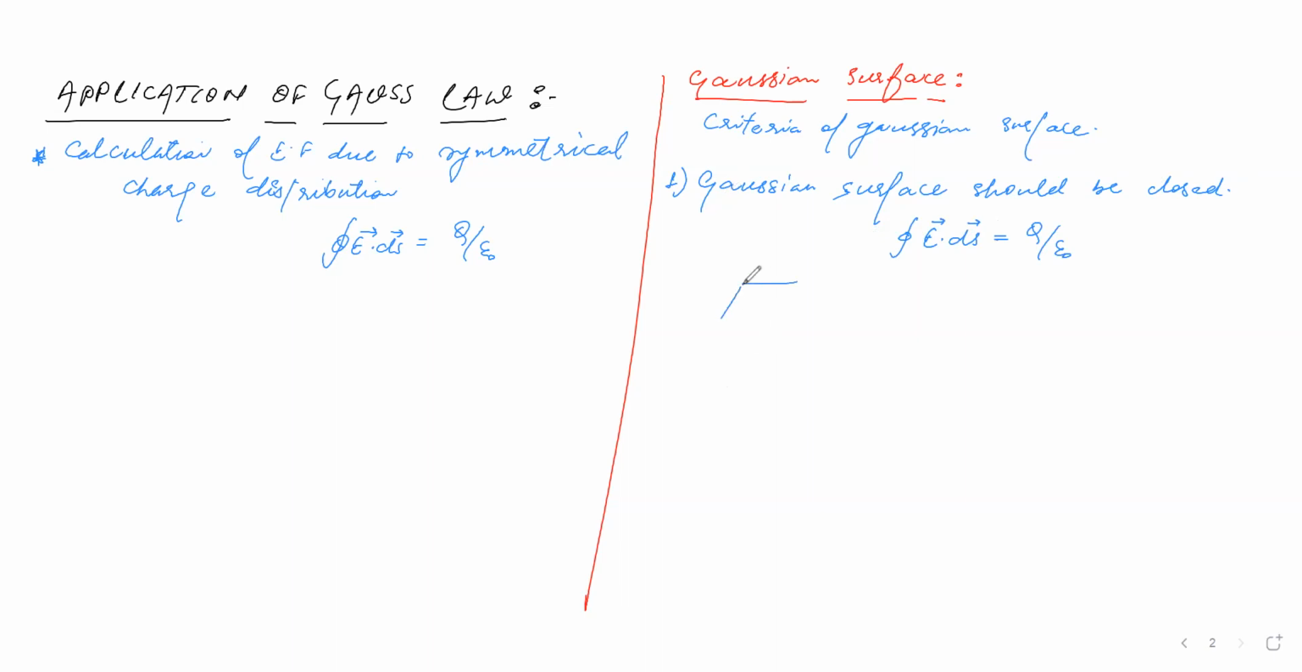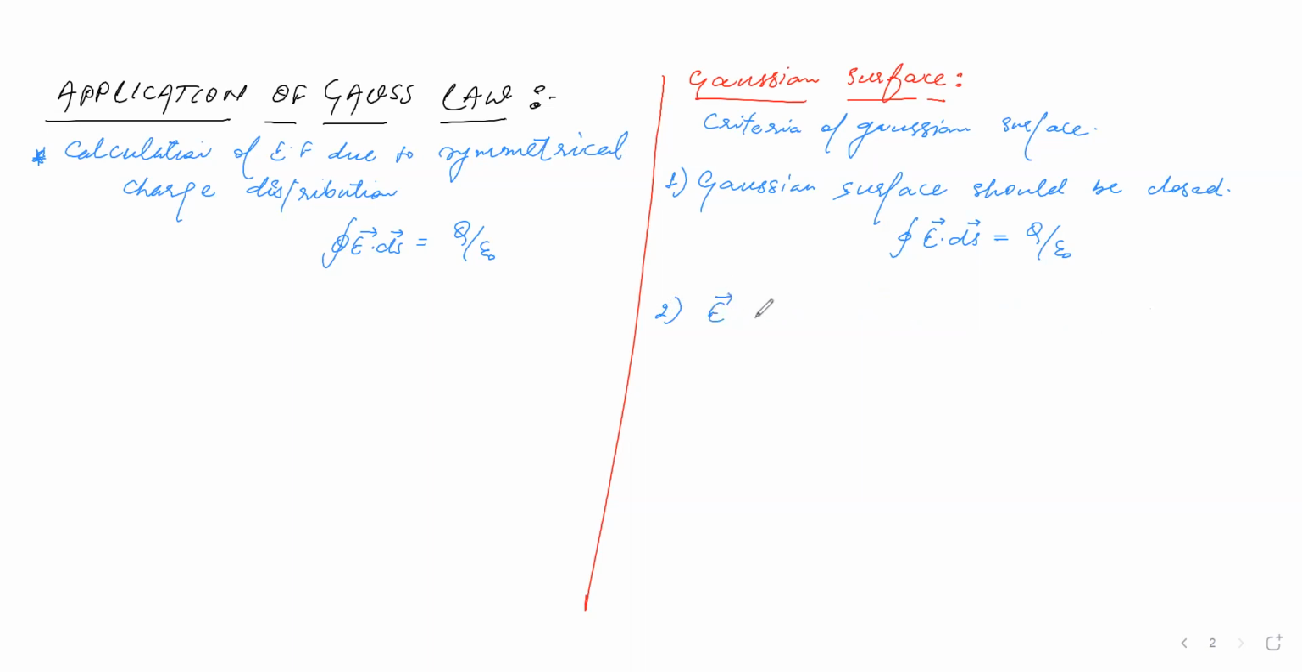I mean, like this it is possible, and it is also possible like this. In the cylindrical form also you can take. But the main condition is that the Gaussian surface should be closed. It can never be open. If your surface is open, then it never satisfies the Gauss law. All right or not?